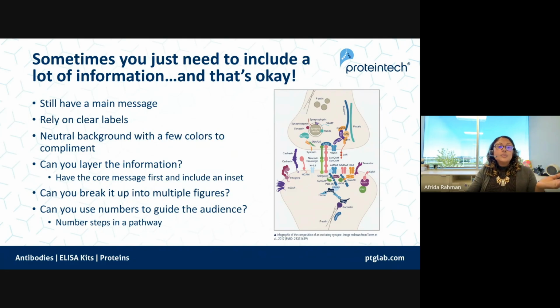And then, can you use numbers to guide the audience? For example, if you have a pathway that you're trying to show, can you have the part where the ligand is binding to the receptor as number one, and go down and guide people as to where they're supposed to look in your graphic, so that they know exactly the steps that they should be following.